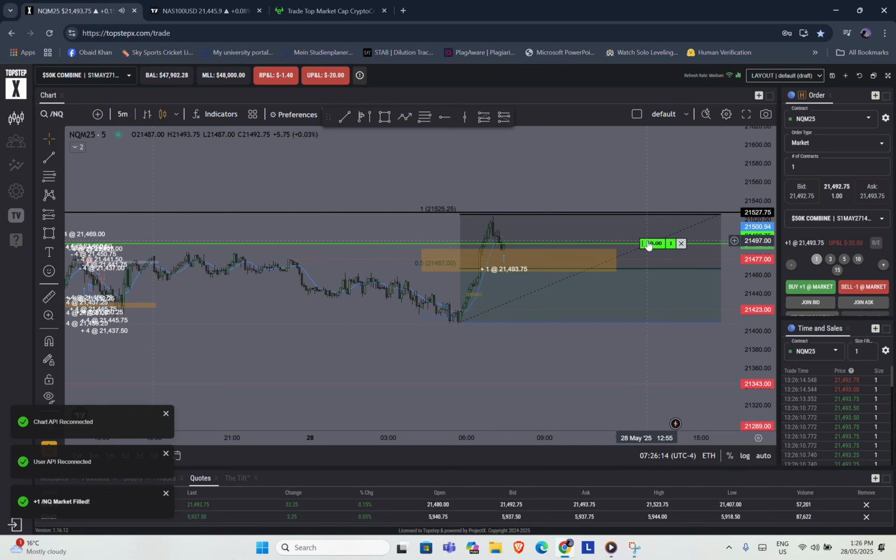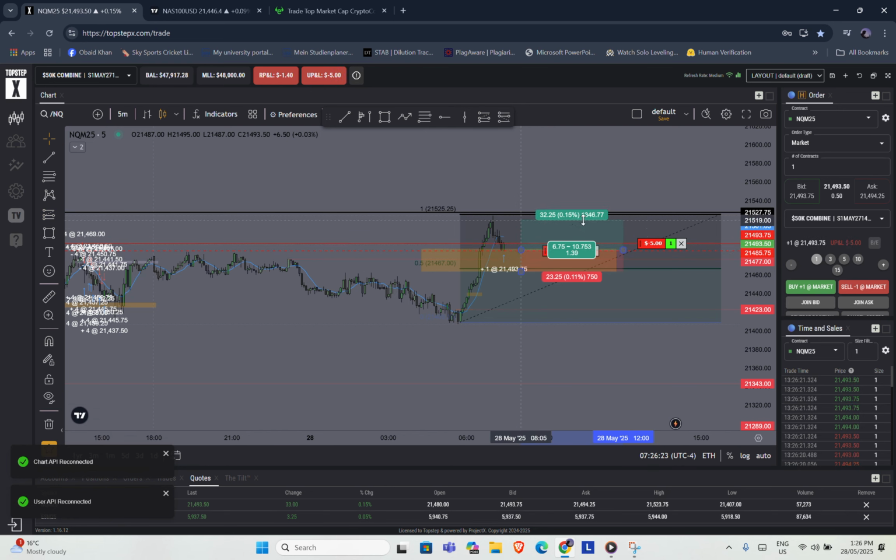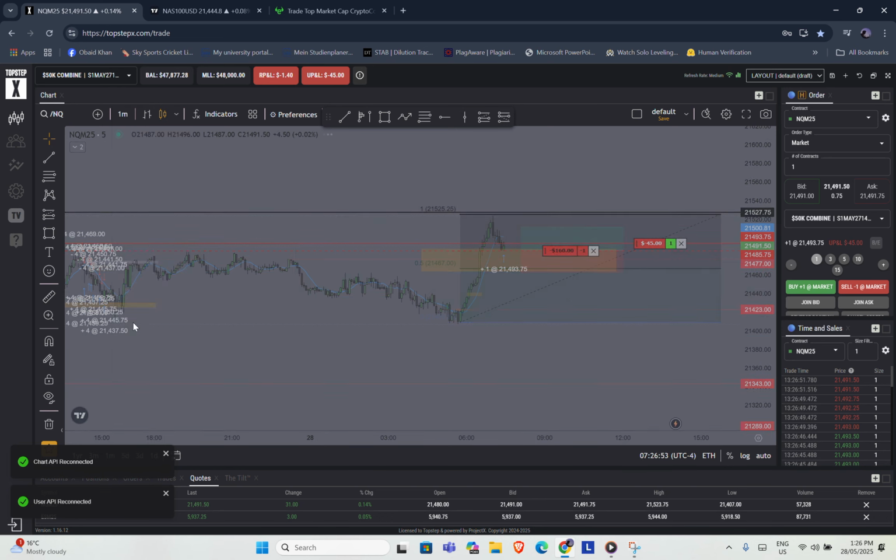Order filled. Stop loss should be here. This is the long position. My target is this area, and my stop loss is here. So I think 1 to 1 would be a good risk reward, just for the sake of example. Okay, let us now just observe how the market moves.